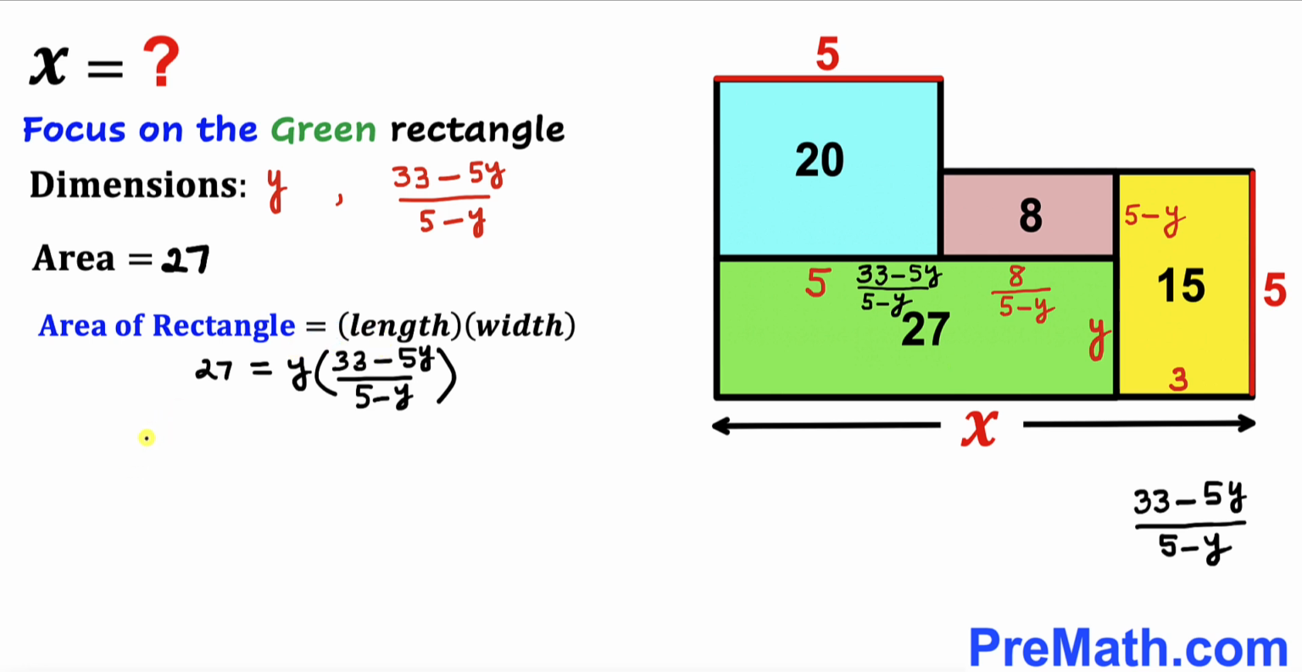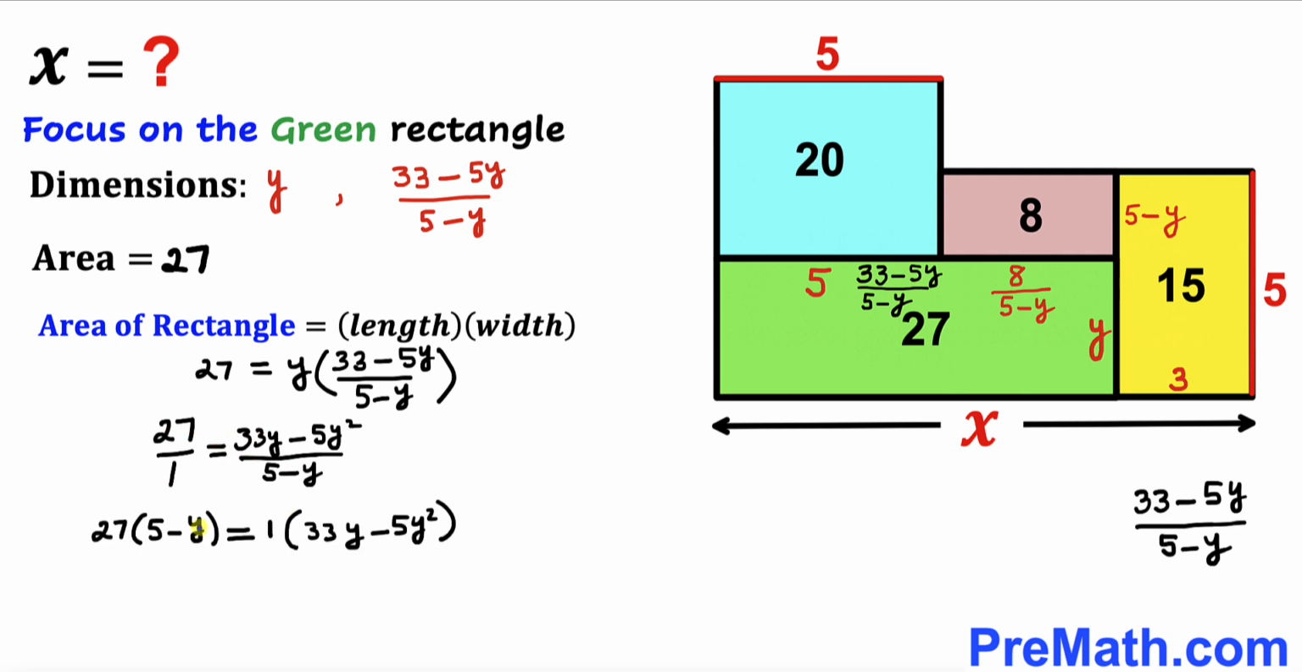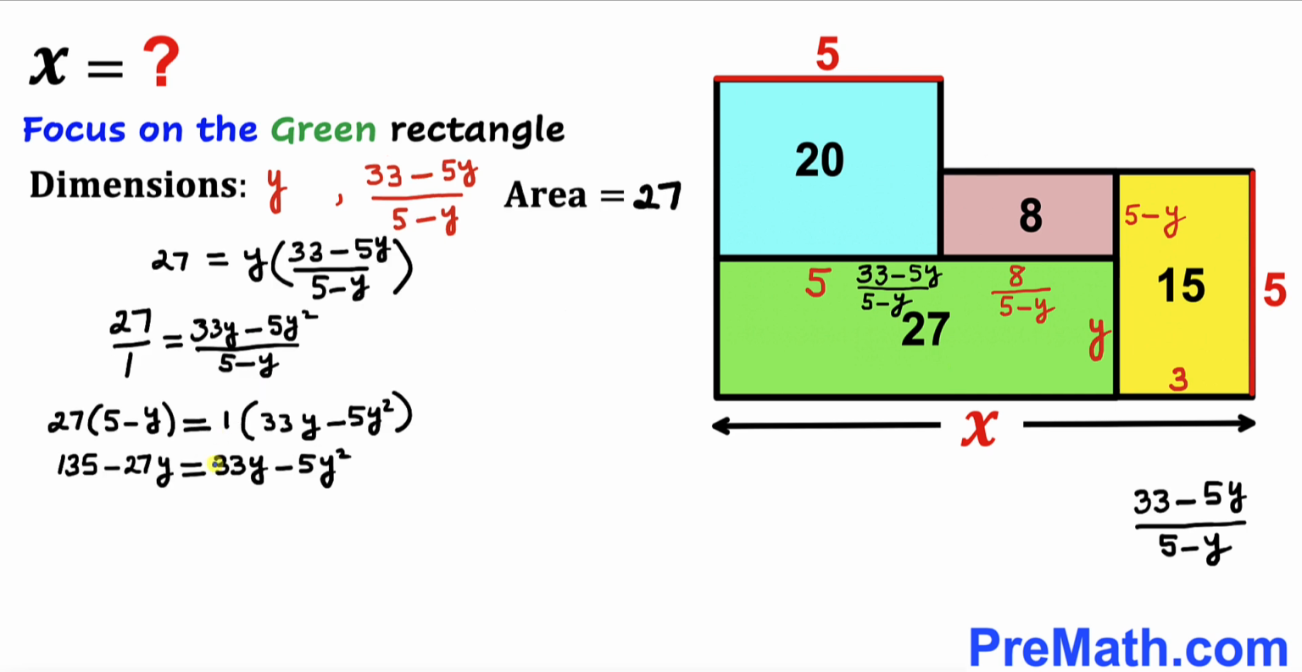So therefore I can write on the left hand side 27 as 27 divided by 1 equals (33y minus 5y square) divided by (5 minus y). Let's cross multiply. And now we are going to distribute across the board, as you can see in this next step. And now we are going to move this 33y and this negative 5y square to the other side, as you can see in this next step.